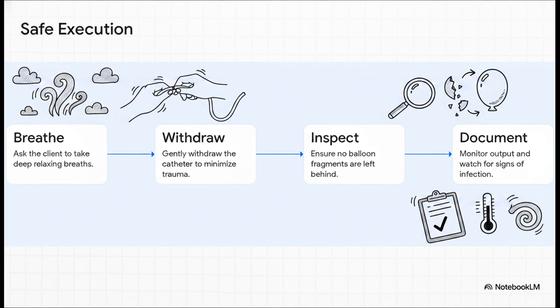But wait, you can't just toss it in the trash right away. You must stop and visually inspect the removed catheter. You are checking to guarantee it is perfectly intact, making absolutely sure no tiny balloon fragments have broken off and been left behind in the bladder, because that will definitely cause huge complications down the line. Finally, document the whole procedure and keep a really close eye on the patient to make sure their urinary retention doesn't bounce right back and that they aren't showing signs of an infection.